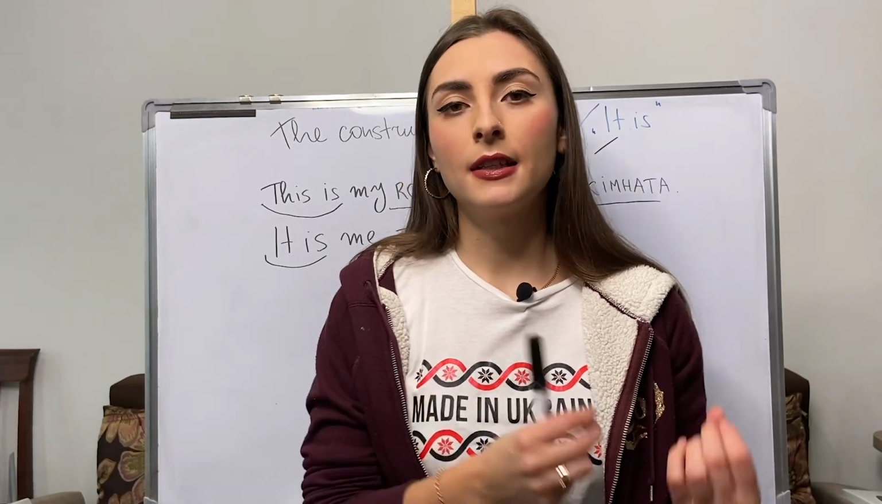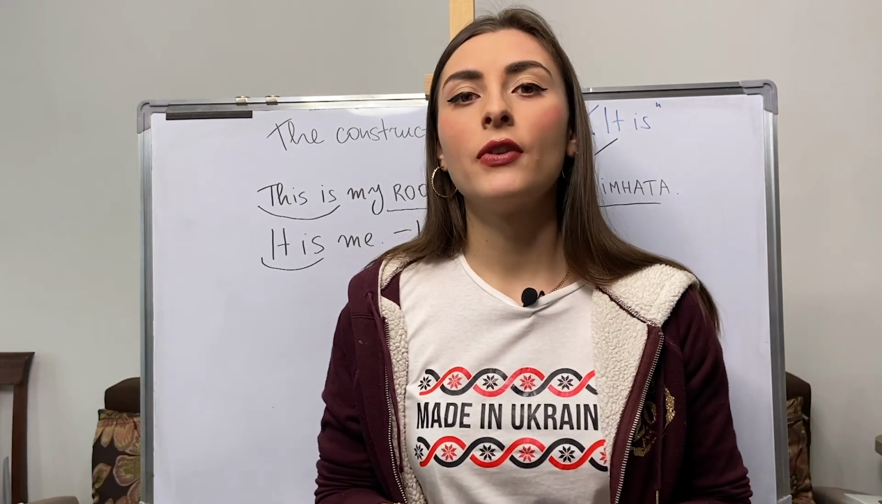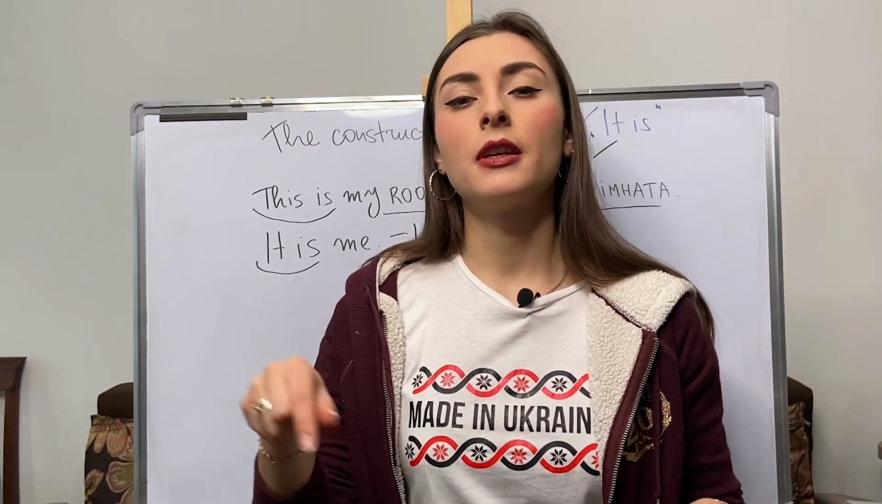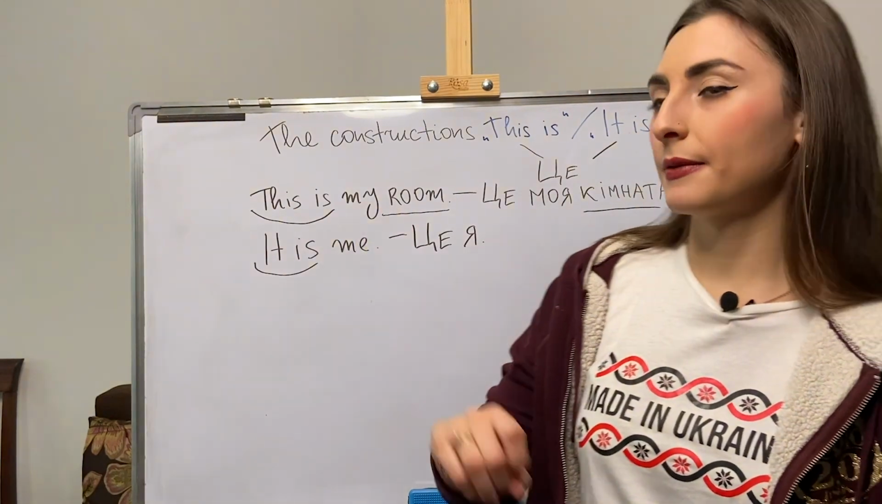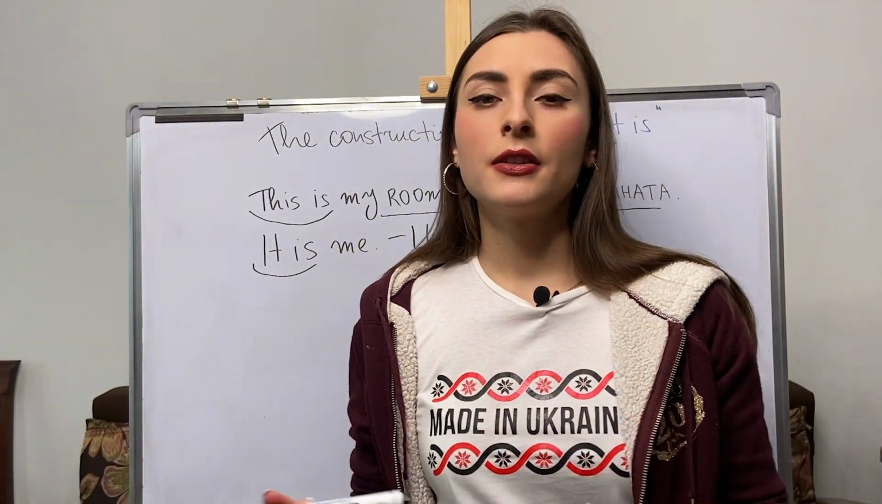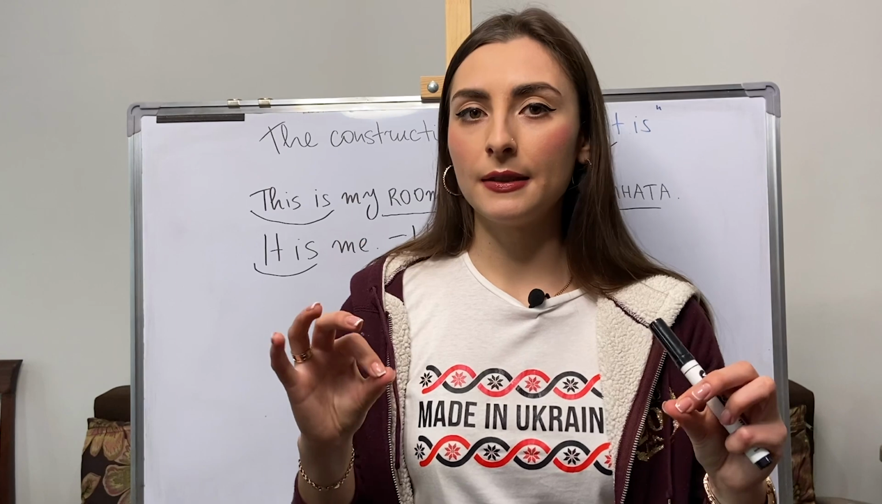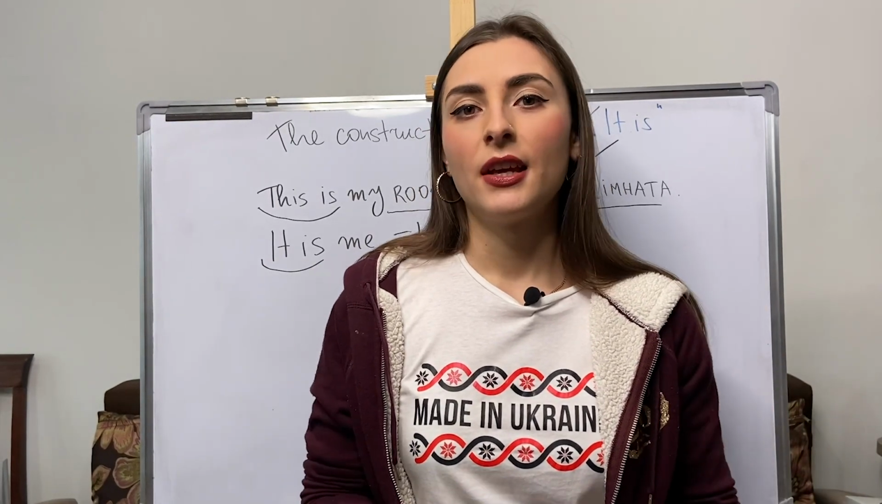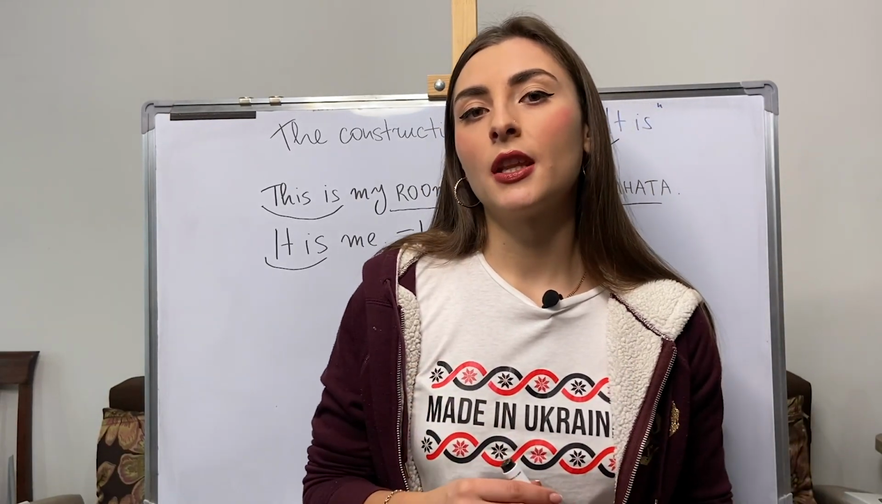This is and it is. And the difference between them in English is that, for example, if I talk about the things that are located near me or I point out at them, then we use "this". In other situations we use "it". But when we talk about the Ukrainian language, it doesn't matter actually. We have only one construction, це. So it is very easy. But I want to explain another thing to you.